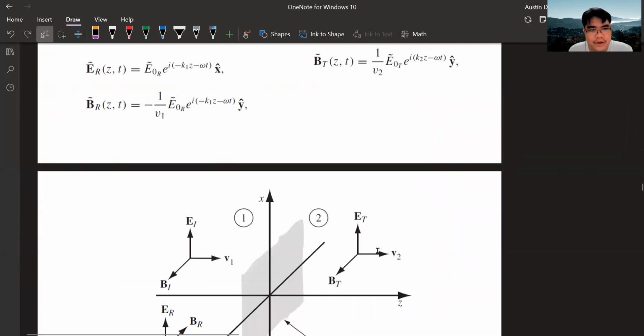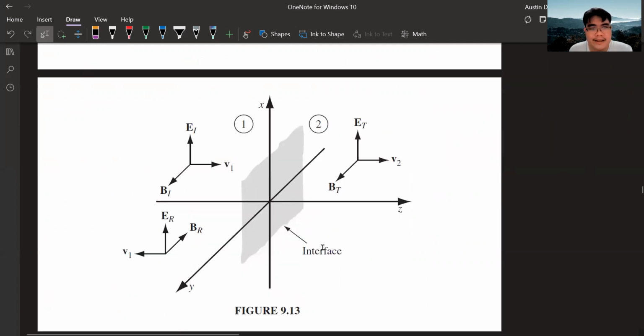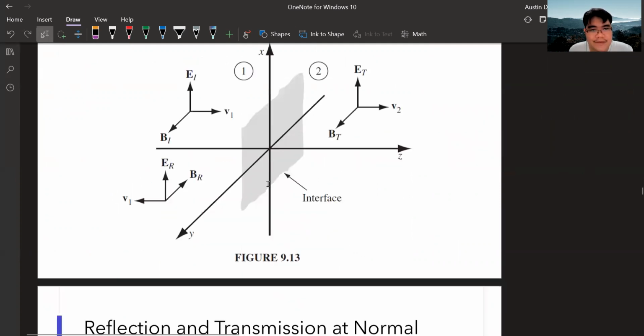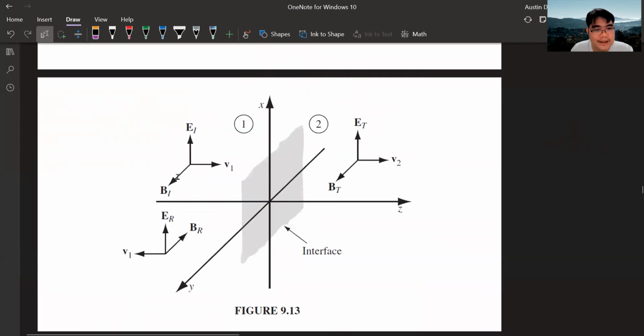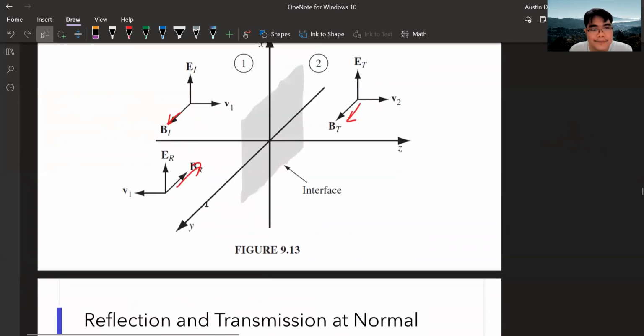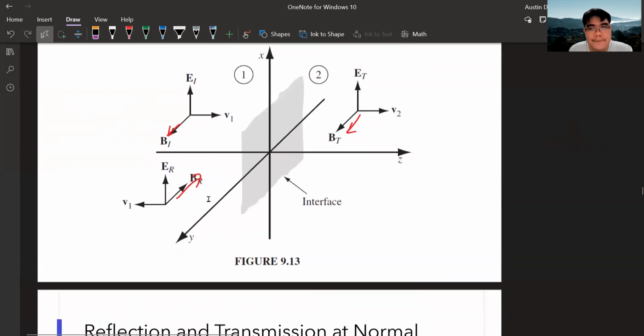So, ano itsura niyan? So, ito itsura niya in 3D, no? Okay, so may interface ka which lies in the XY plane. Tapos Z, direction ng mga bagay-bagay mo. Okay. So BI points at us. Okay, so nakatutok sa atin to. Nakatutok din sa atin si BT. Then into the page would be BR. Okay. So parang hindi nakakalito.